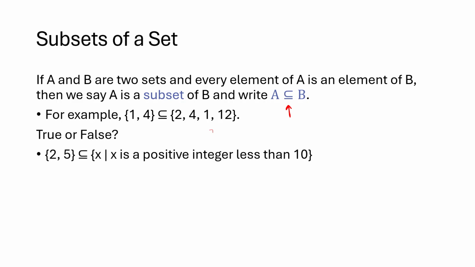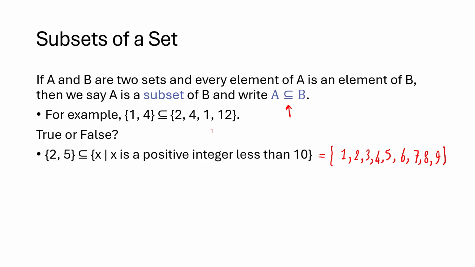Now here's another example. The set containing 2 and 5 is a subset of this other set that is defined using set comprehension: the set of all x's such that x is a positive integer less than 10. Now, if you want to, you can write this set down by listing all these elements. So positive integers less than 10, that is 1, 2, 3, 4, 5, 6, 7, 8, and 9.